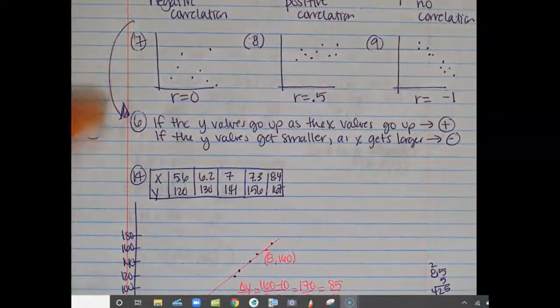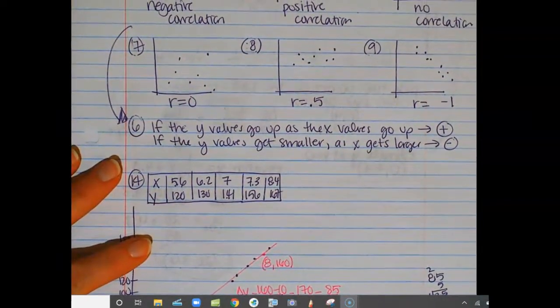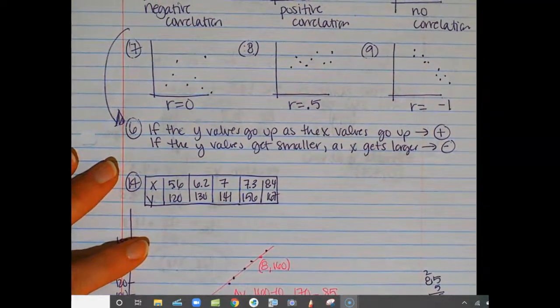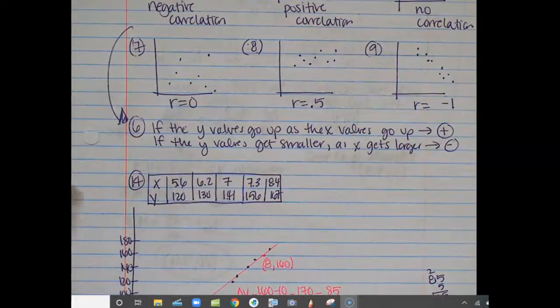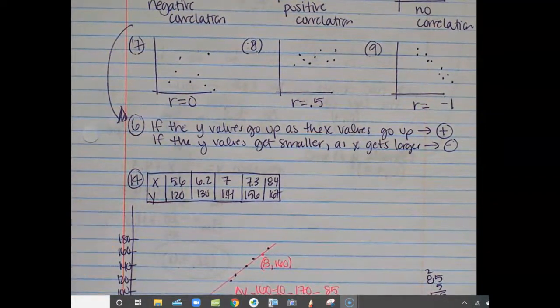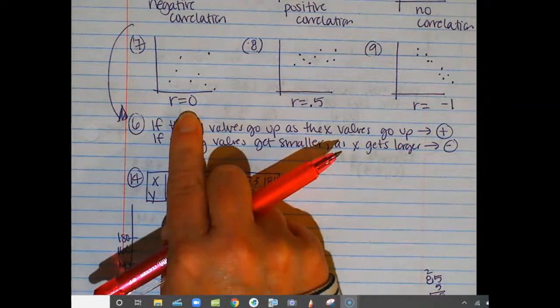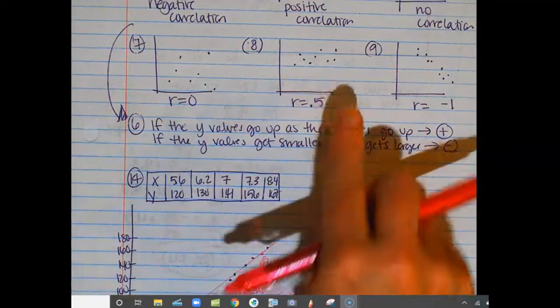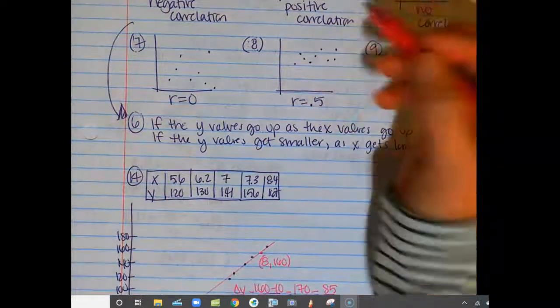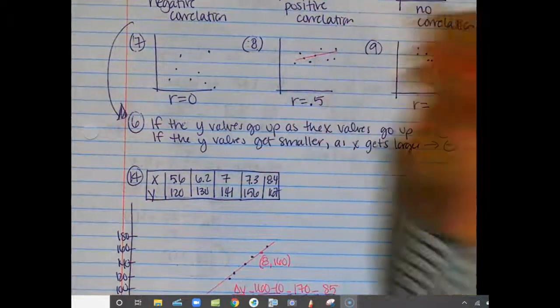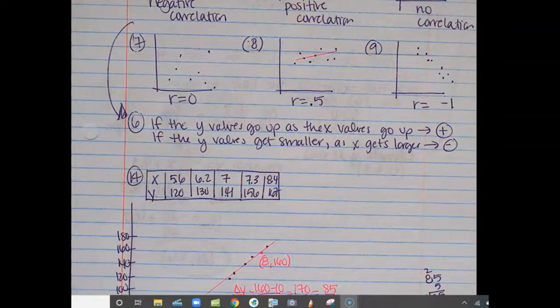Then on 7, 8, and 9, you were asked to estimate, and you weren't given really small numbers to estimate. You're just talking about the big idea, whether there's correlation or not. This first one was just a cloud of dots, so it's r equals 0. Here, my drawing's not all that great, but there is a sort of positive slope to this, and it's off the line, so I would call it 0.5.